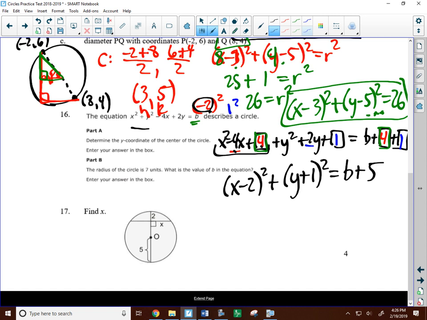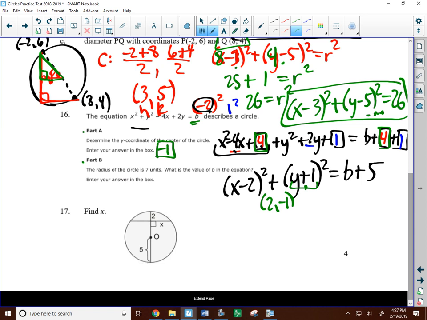Now, part A, determine the y-coordinate of the center. That's why we did this. I'm sorry, I should have done that first. The y-coordinate is negative 1. Don't do all that work and then actually put positive 1. It always looks like the opposite number here. The center is really (2, negative 1). So be very careful. You do all the right work, and then they ask you just something slightly different that could throw you off. So negative 1 on that one.